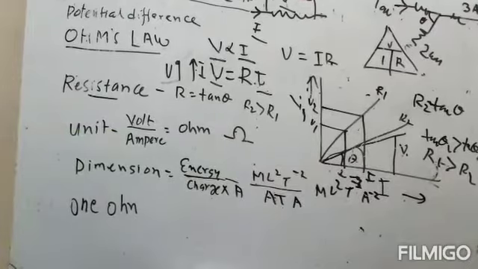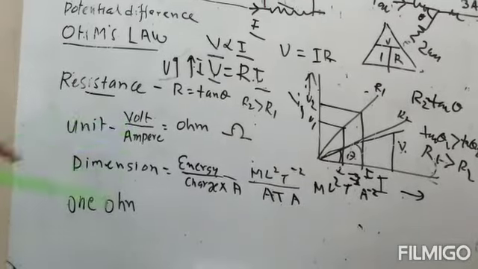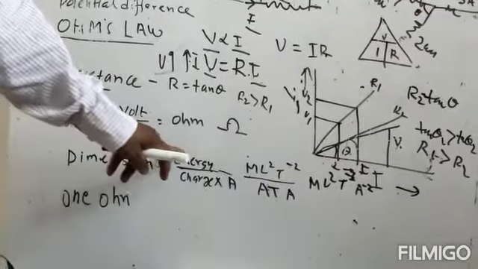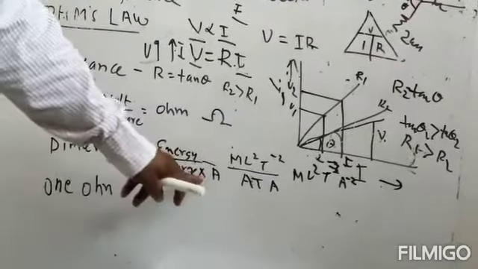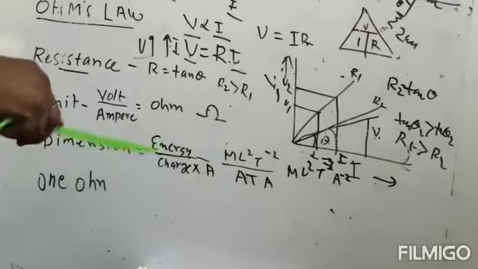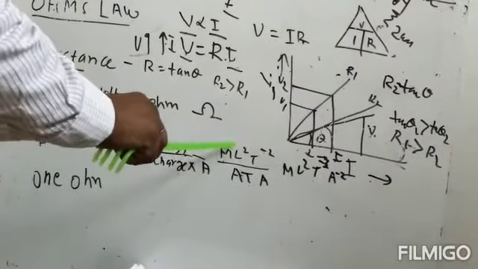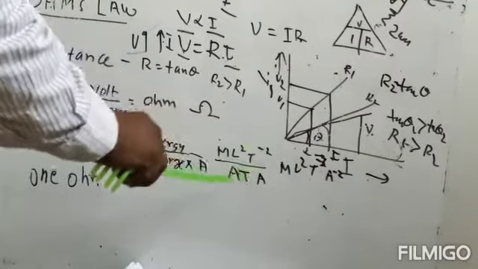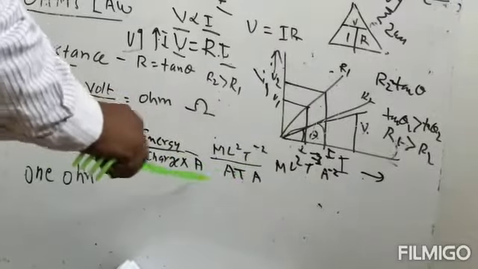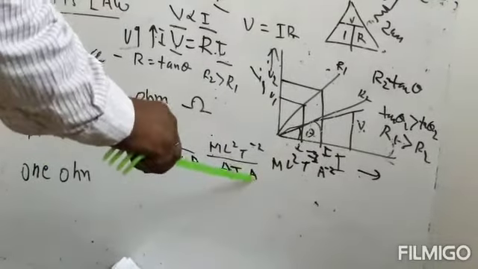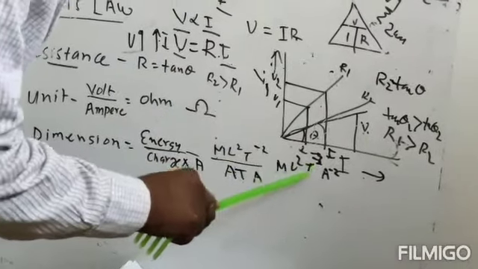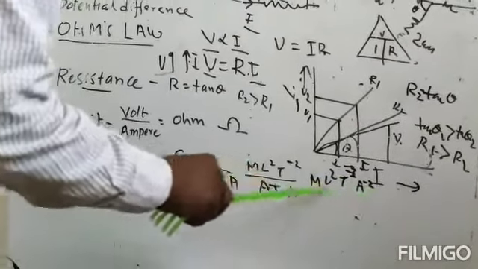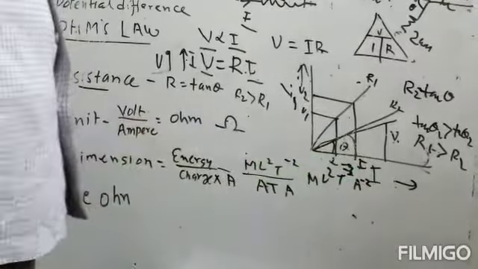Now we can find the dimension. The dimension of volt will be energy per unit charge, divided by ampere current. So this will be equal to energy, ML^2T^-2, divided by charge, which is A into T, and A. So this will be equal to ML^2T^-3A^-2. So this will be the dimension of resistance.